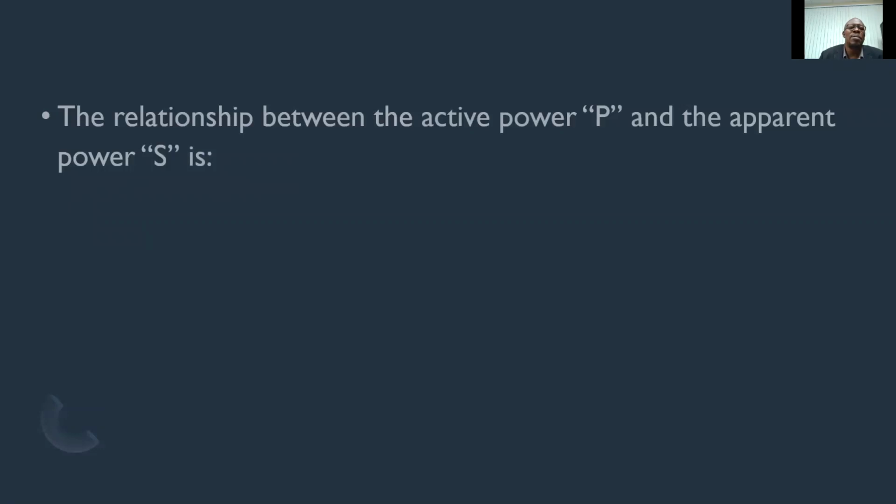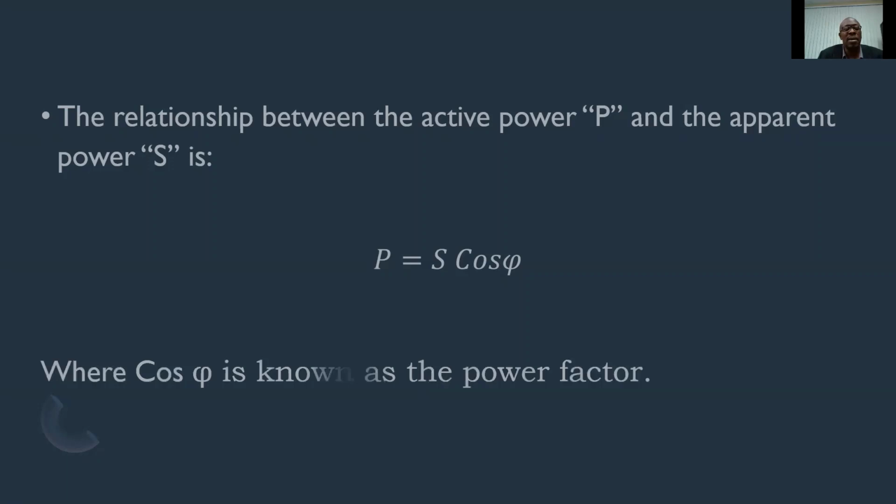Now, the mathematical relationship between the active power and the apparent power is that P is equal to S cos phi, and cos phi is known as the power factor. So P is equal to S times cos phi, where cos phi is your power factor. Phi, in previous lessons, is the phase angle. That's the angle between our supply voltage and current.